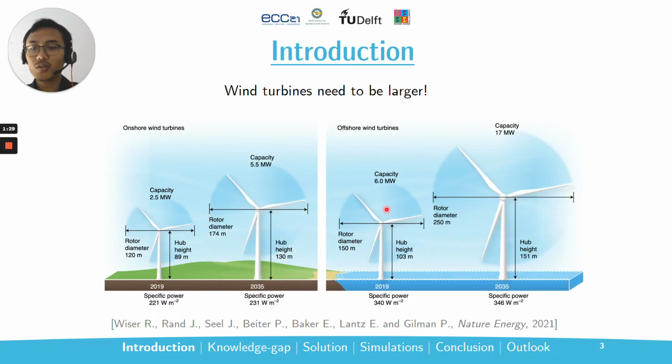So the rotor diameter needs to be increased. For onshore, it needs to be increased to approximately 174 meters, and the hub height to about 130 meters, to capture 5.5 megawatts. And for offshore, to capture 17 megawatts, we need to increase our rotor diameter to 250 meters and the hub height to 151 meters.